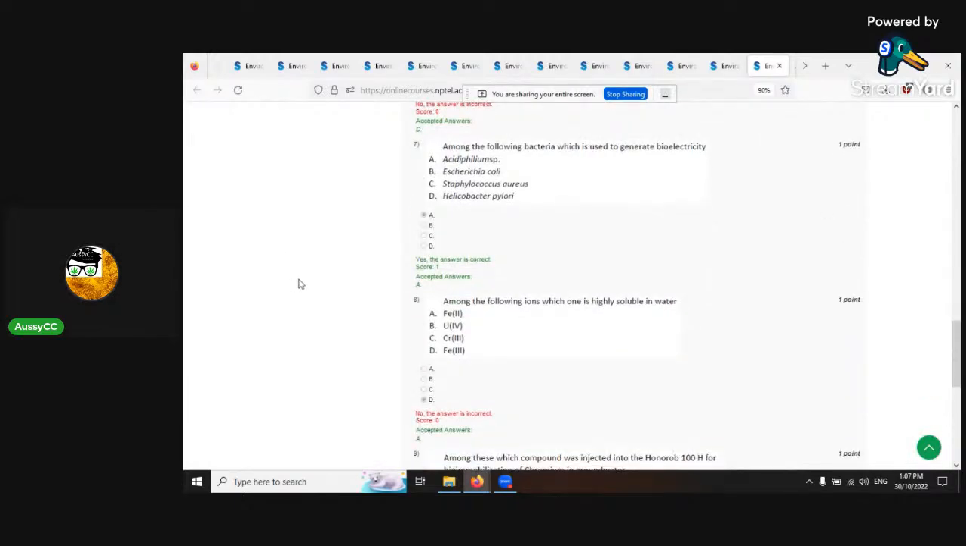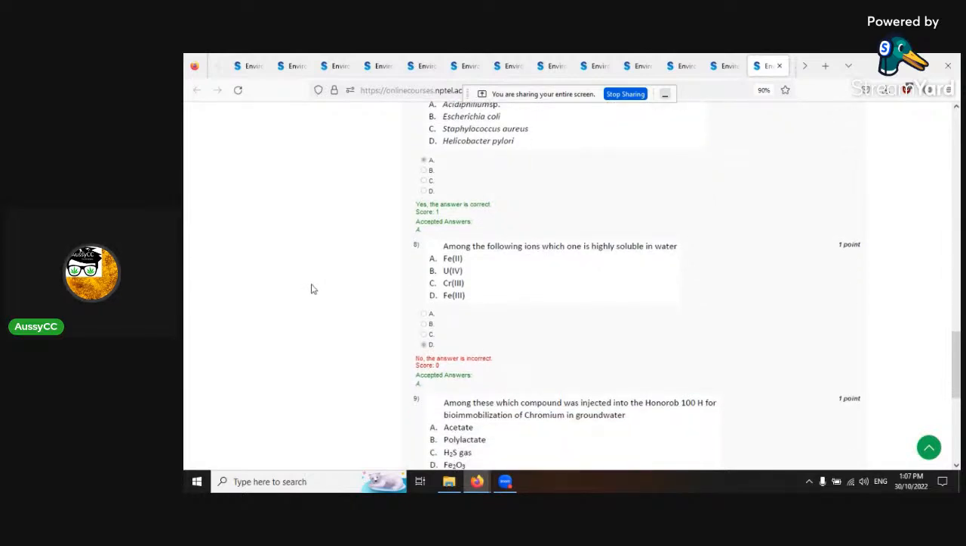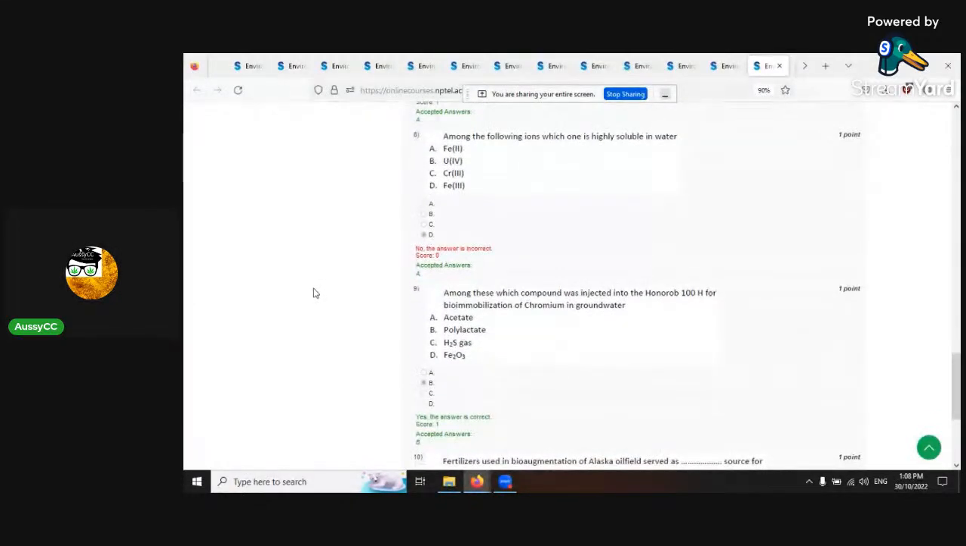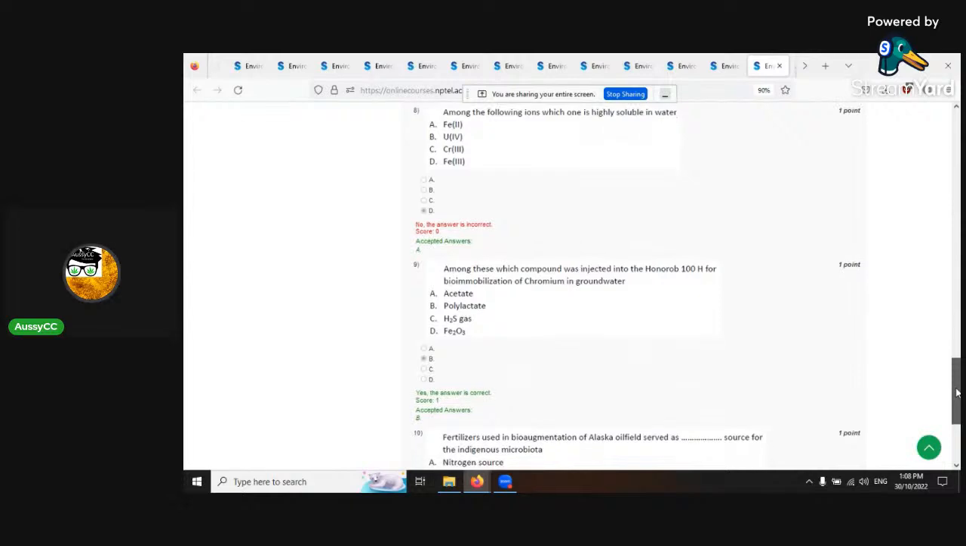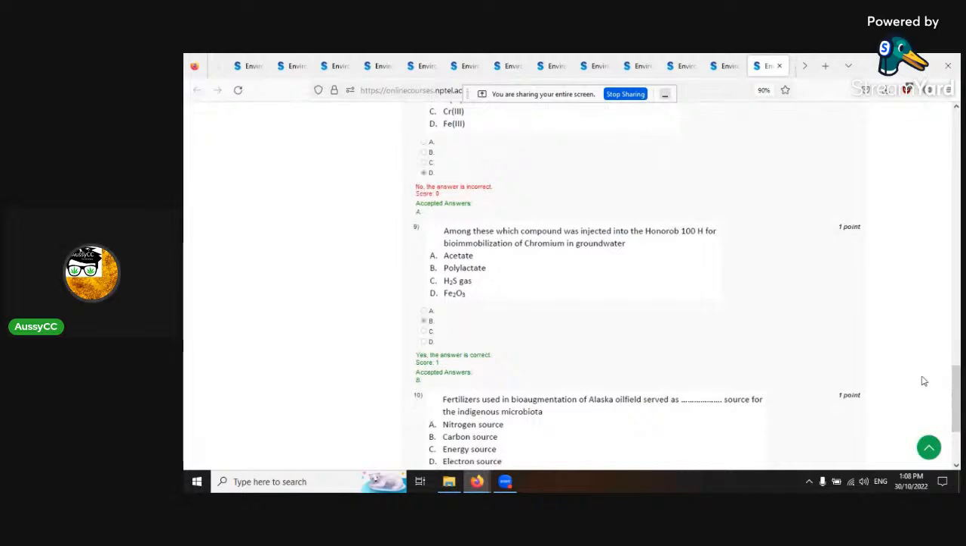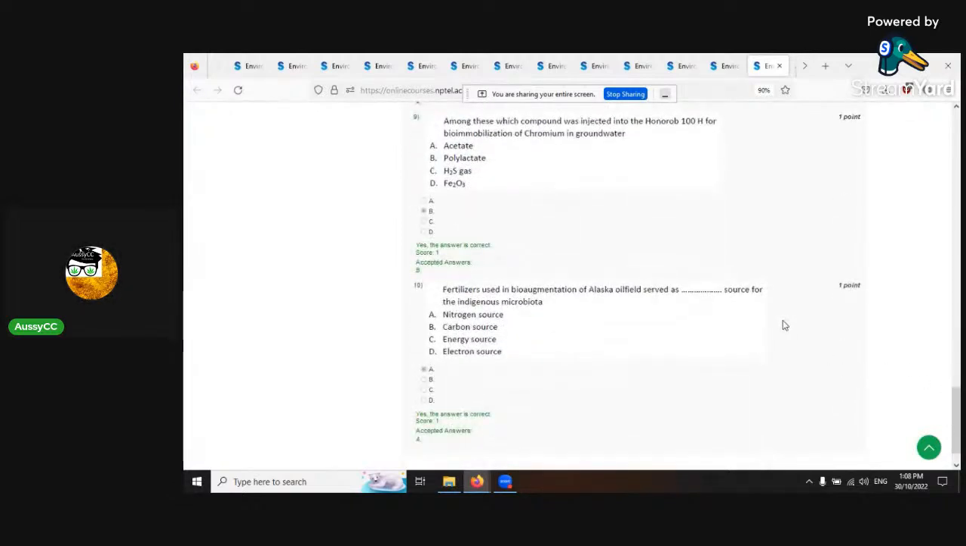Among these, which compound was injected for the biomobilization of chromium? Chromium. What would it use for its energy source? Polylactate. Fertilizers used in bio-augmentation of Alaska's oil spill served as a something source of indigenous microbiota. A. Tick. All right. Done. Back to you guys.